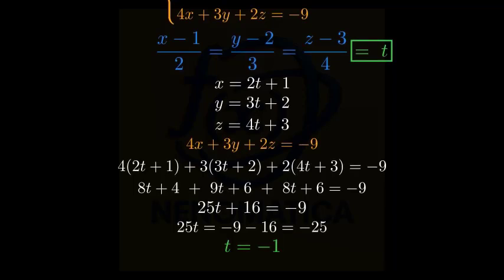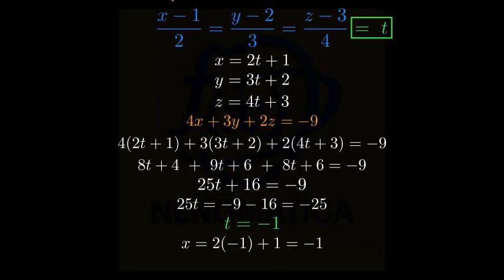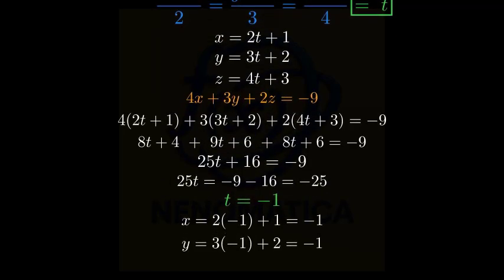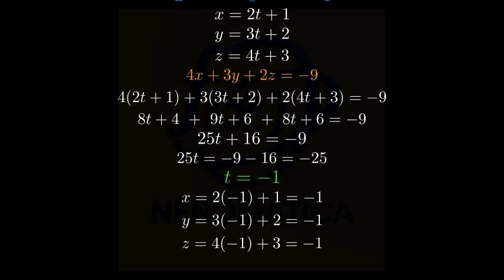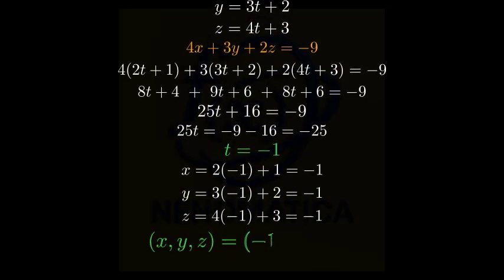Finally, substitute t equals -1 back into the expressions for x, y, and z. X equals 2 times -1 plus 1, which is -1. Y equals 3 times -1 plus 2, which is -1. Z equals 4 times -1 plus 3, which is -1. So x, y, and z all equal -1.